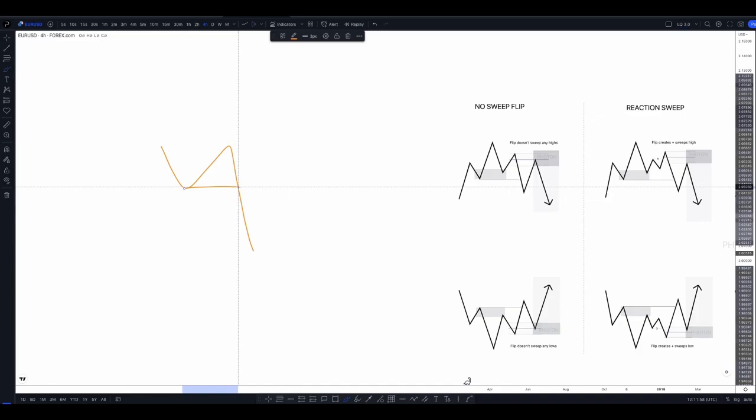So at a minimum, it must break a fractal high or low, right? In this case, we have a pivot point in price that led to some form of a break of structure. Okay, happy days, that's a structure zone. Let me just redraw something. So let's say we have something like this, right?